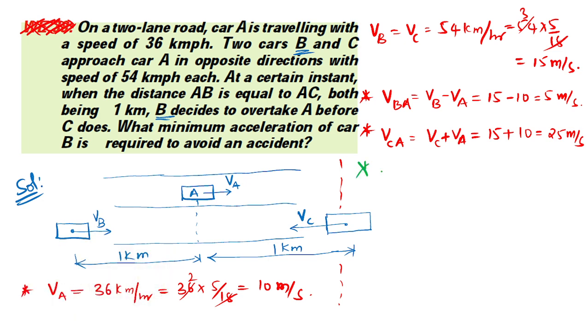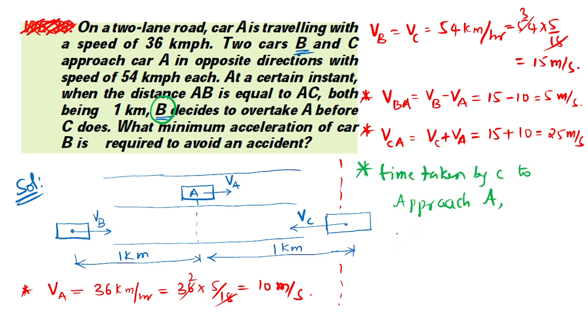Now I would like to do something here. B is overtaking. Yes or no? But C is moving with the same speed. Right? So the time taken by C to cover the distance. Can I write like that? Time taken by C to approach A. Can I write like that? So what is the answer I will get?